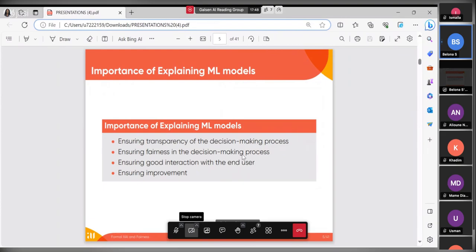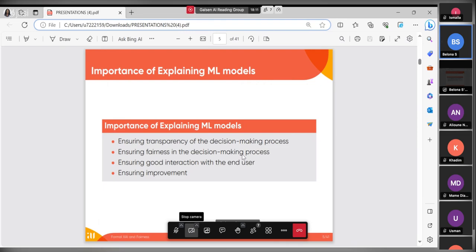And also explaining a model helps us ensure a good interaction with the end user. This is just to say that if as an end user you are able to understand how things work in the model, you are more confident while using the application.